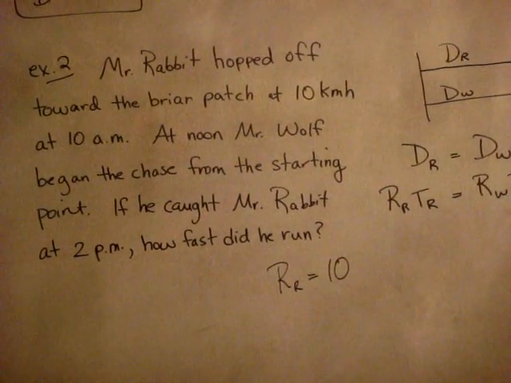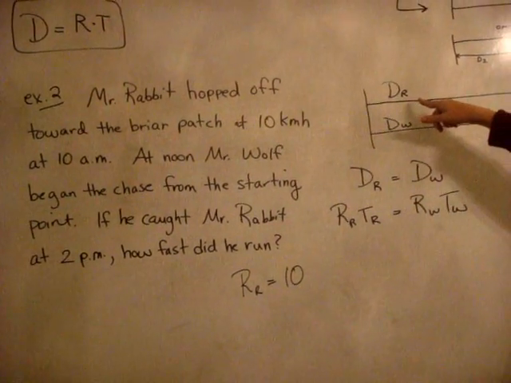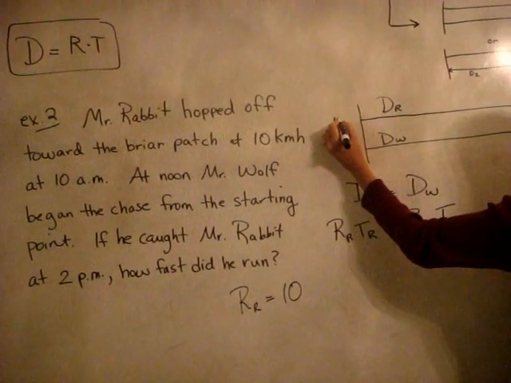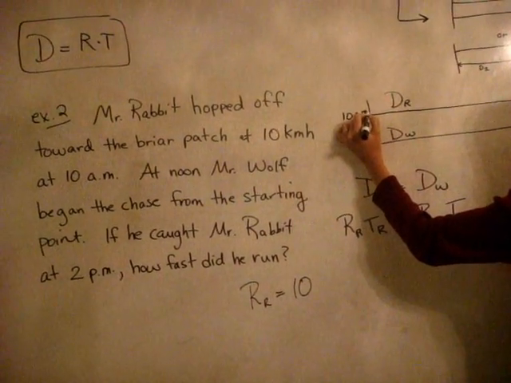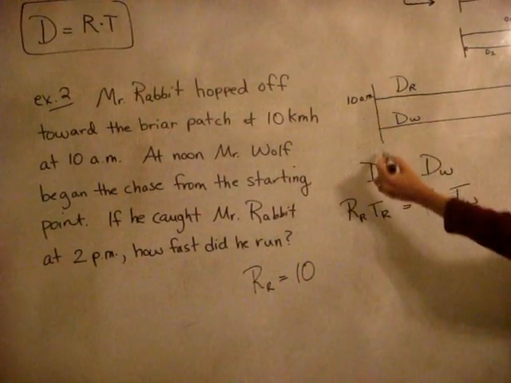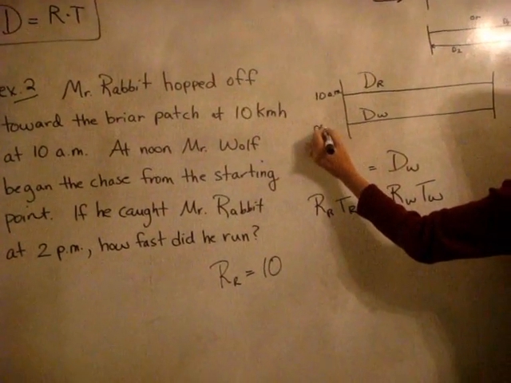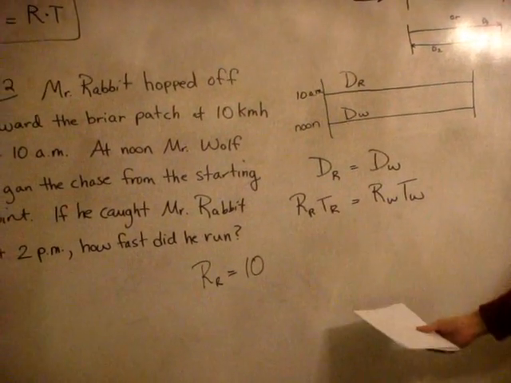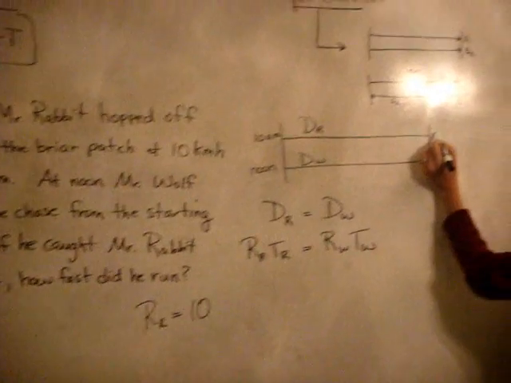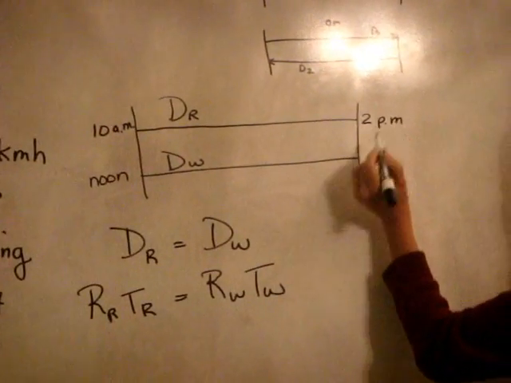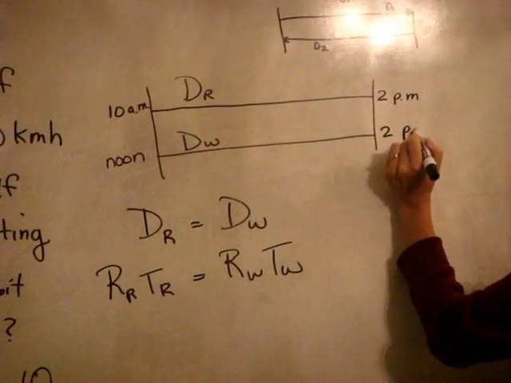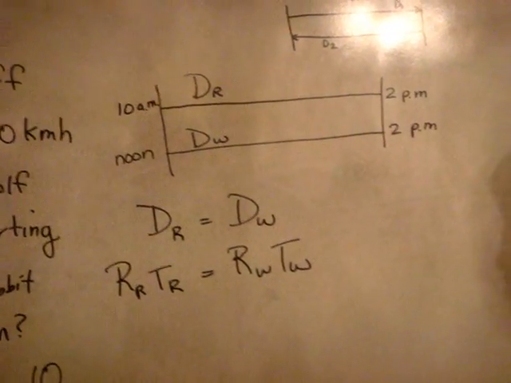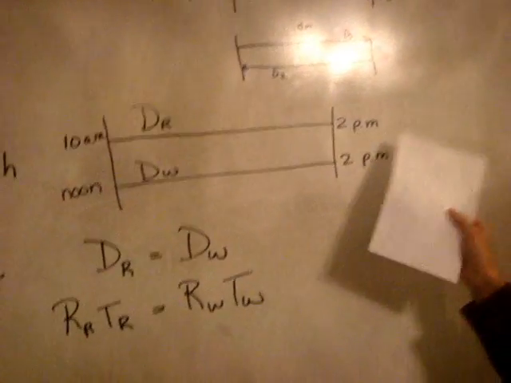Now we can figure out some other things. We know the time. We know that the rabbit started at 10 a.m., so I'm going to put that right here, 10 a.m. We know Mr. Wolf started the same place at noon, so we're going to put that right here. We know the wolf caught poor Mr. Rabbit at 2 p.m., so both of them end at 2 p.m. Now we know how long. Mr. Rabbit went from 10 to 2. He hopped a long time. He hopped for 4 hours.